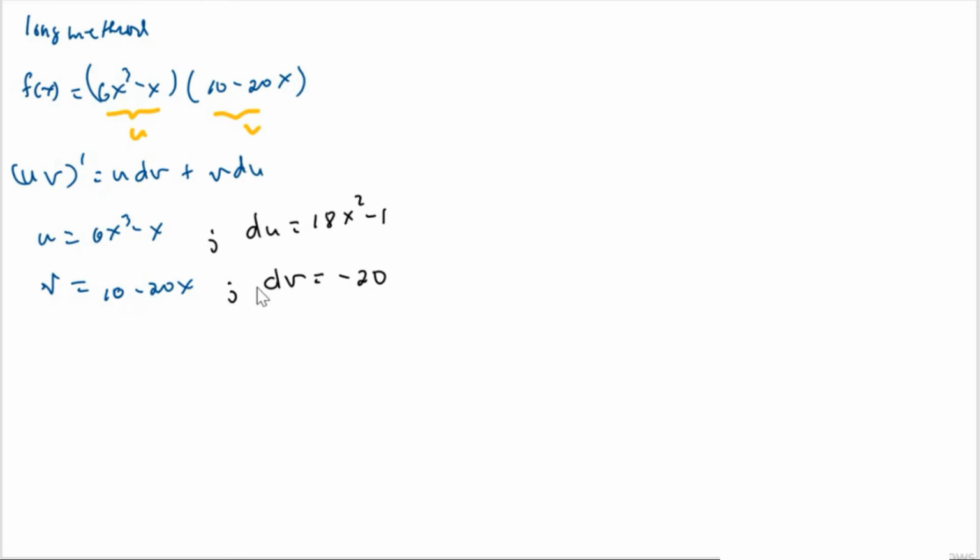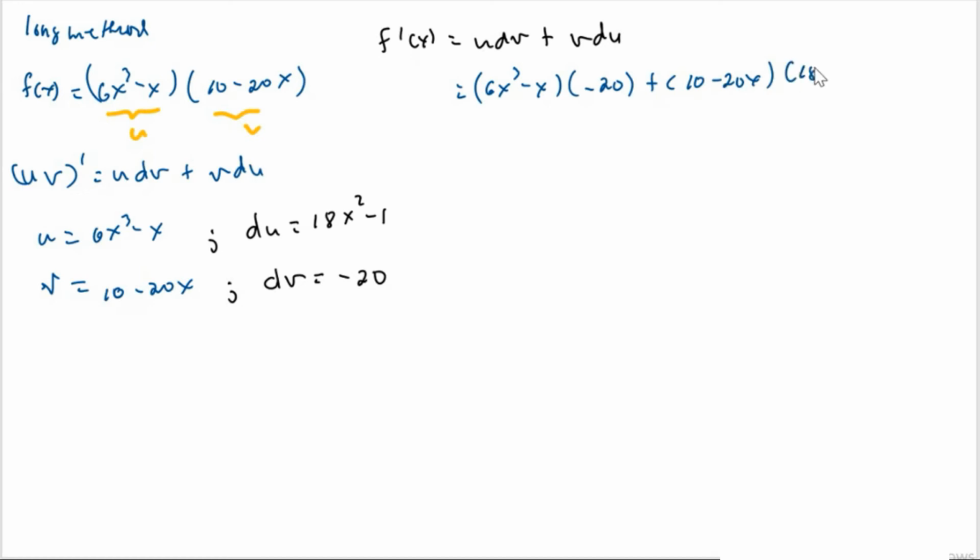Now, substituting this to our given, we have f prime of x is equal to u dv plus v du. After knowing the values of u, v, du, and dv, by substitution to our formula, we have u is 6x cubed minus x times dv is negative 20, plus v is 10 minus 20x times du is 18x squared minus 1.